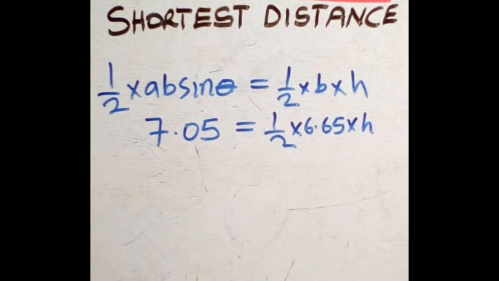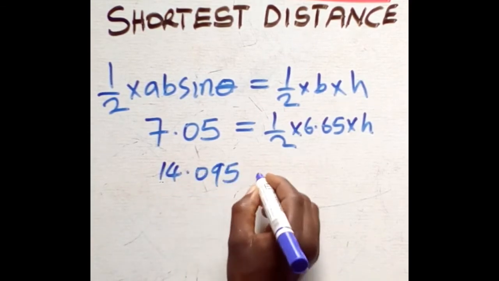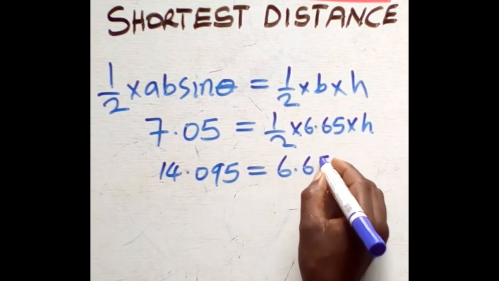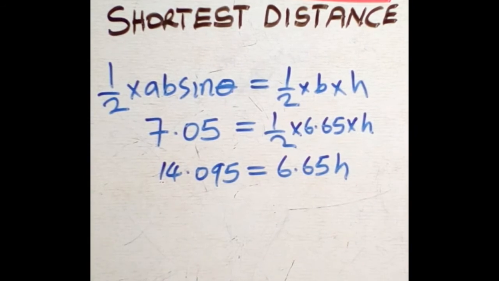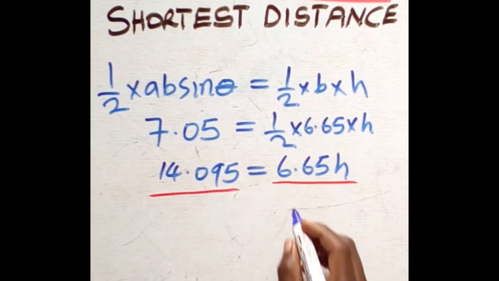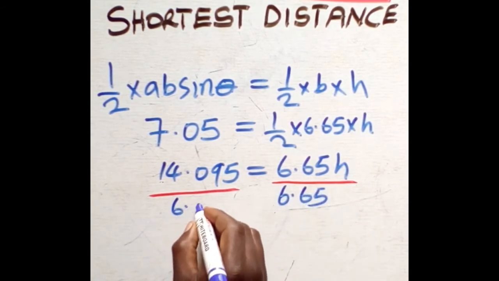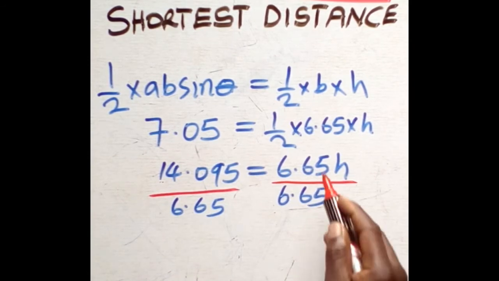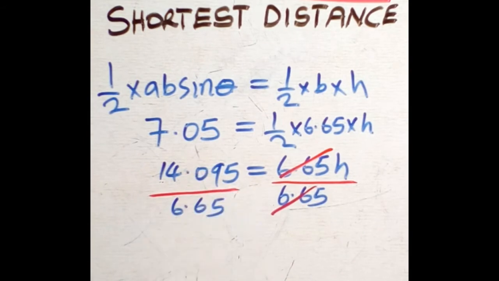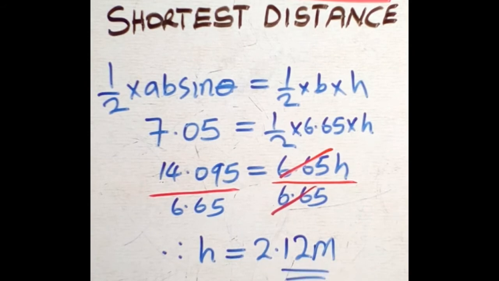Then from there, you can cross multiply. When you cross multiply, the 2 is going to multiply this number here. So what are you going to get? You get 14.095, which is going to be equal to 6.65h. After doing that, you now have to divide both sides by 6.65 so that you find h. So we divide by 6.65, even there by 6.65, such that this goes with that. Then you divide this number into the 14.095, and you are going to get 2.12. Therefore h is equal to 2.12 meters, and this is the answer.